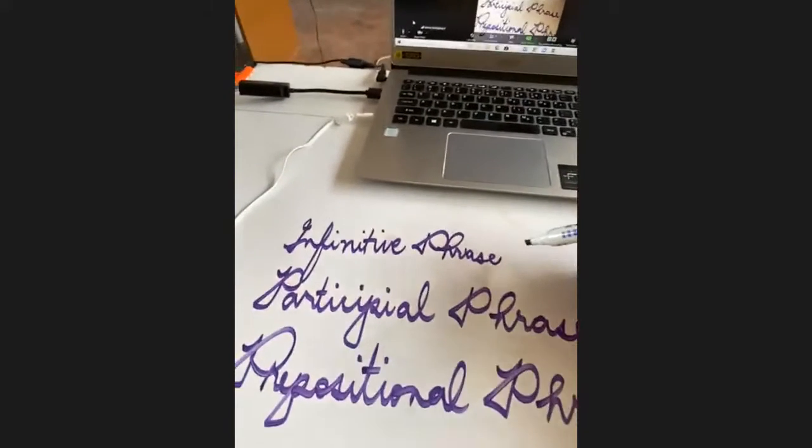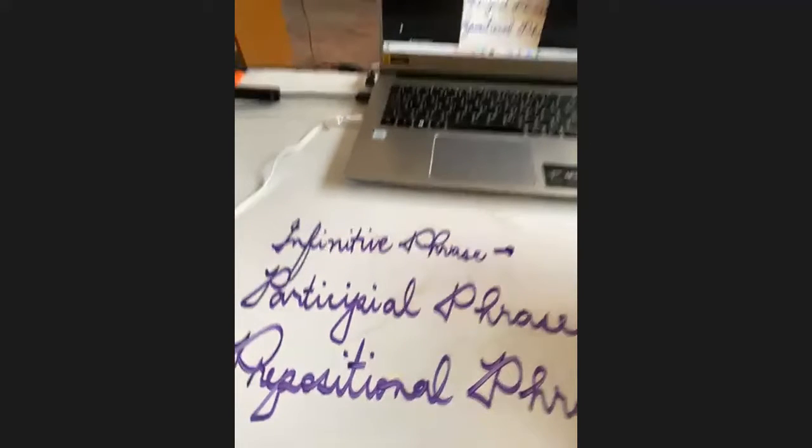How do we structure an infinitive phrase? We need to have the preposition. Wait, someone wants to enter the call.